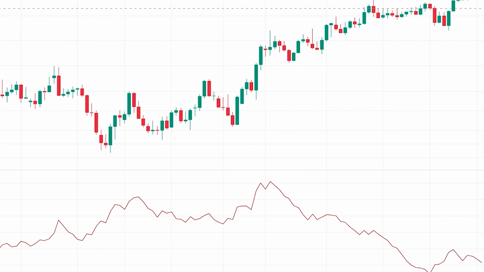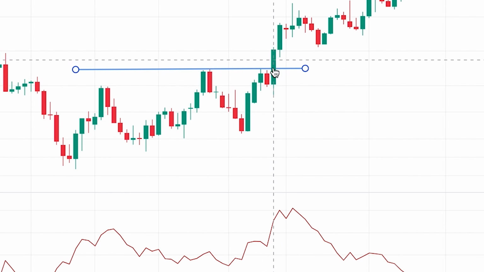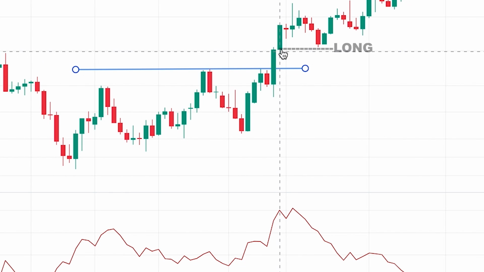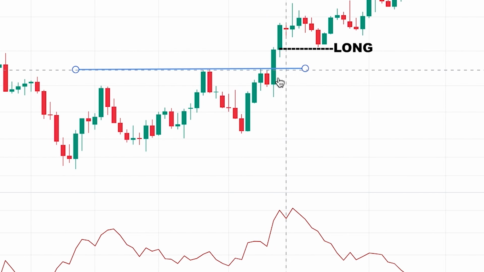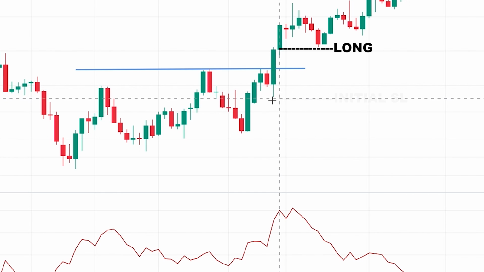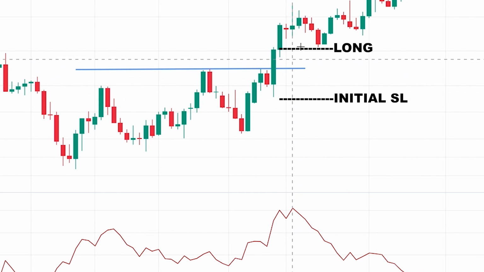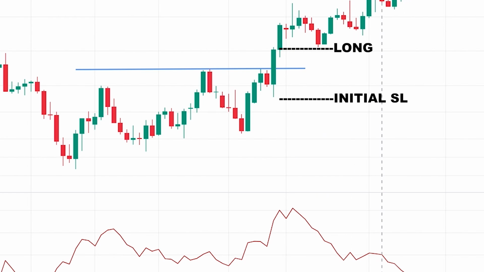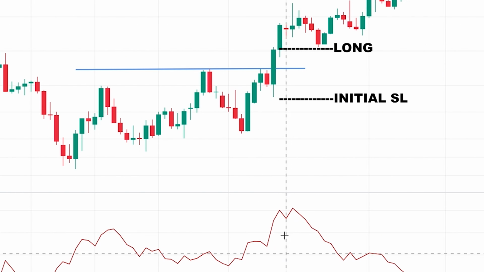For example, for this resistance level that is formed here on the price chart, consider that when it's broken by the help of this candle, we entered a long position here at the opening price of this candle. And consider that we set our initial stop loss below this broken resistance level, for example, below the low of this breaking candle. And we intend to move our stop loss step by step as the price is moving so we can get the most out of our position. For this purpose, ATR will help us.